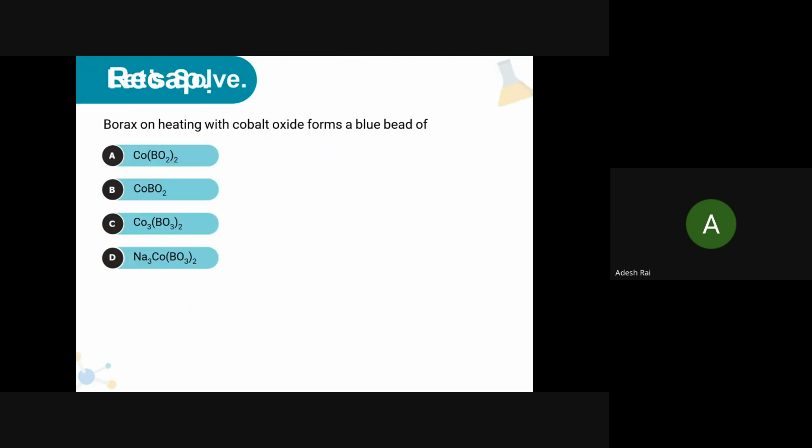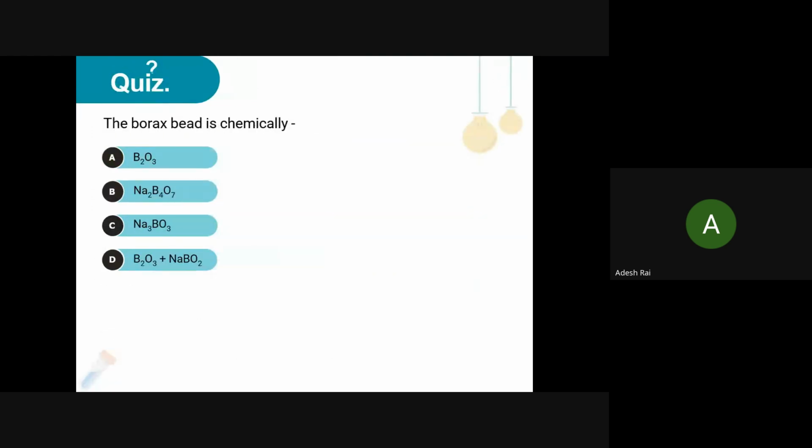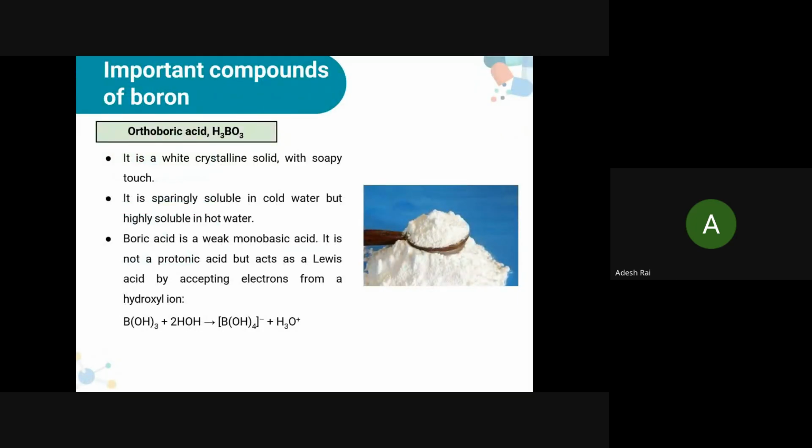Now, the next compound is orthoboric acid, right? This is our next compound. What is the next compound? Orthoboric acid. Now we'll study orthoboric acid. The first point: orthoboric acid is also written as H3BO3, and we can also write it as B(OH)3, also called boric acid.